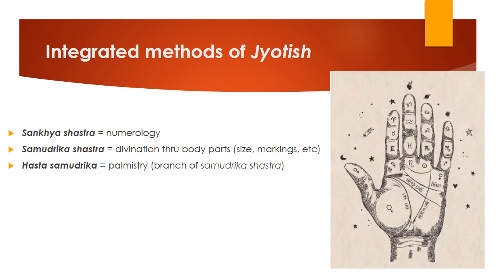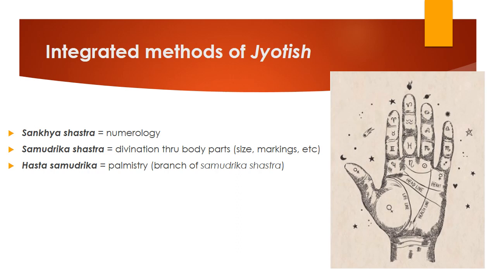The first is the Sankhya Shastra, which is essentially numerology. So there are Jyotishis who can use the date of your birth, for example, and that weaves somehow into their Jyotish interpretation for you.